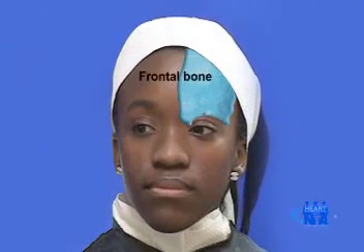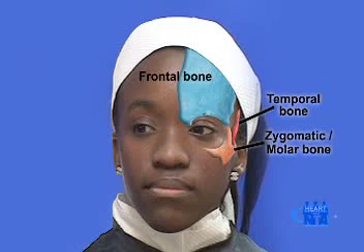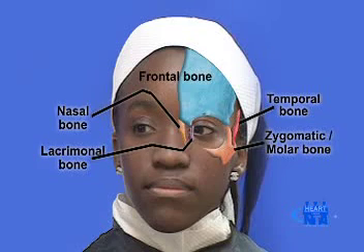The frontal bones form the forehead. The temporal bones are seen from the sides of the head in the region of the ears. The prominence of your cheeks is caused by the zygomatic or molar bones, while the nasal bones form the bridge of the nose and the lacrimal bones are the small fragile bones located at the front part of the inner wall of the eye sockets.